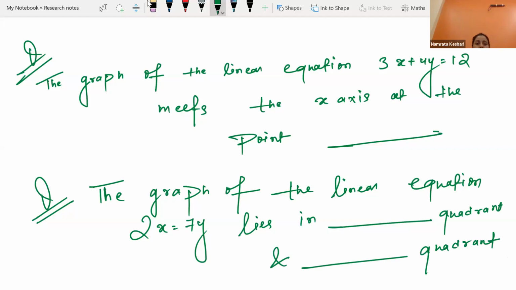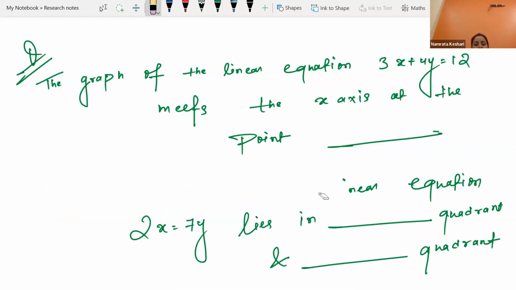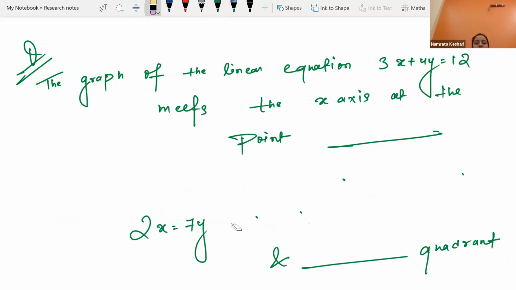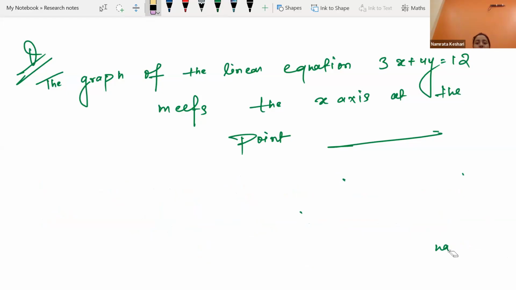Okay, I'm rubbing out the next one because this one is not in your syllabus, but the first one is. The graphical part is not in your syllabus, but you should understand the concept. What concept? Let me explain it to you. The graph of the linear equation. See, this is the line. We don't know how exactly the graph looks like. We don't know how to plot it because that is not in our syllabus.